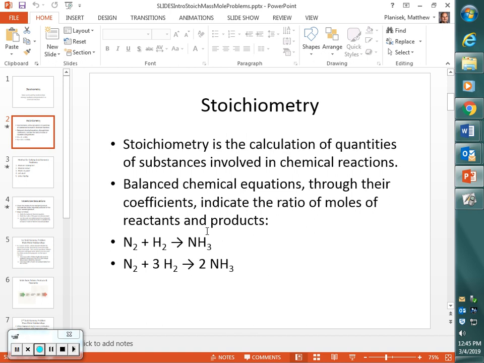It's kind of like a recipe, right? We talked about the idea that the reactants and the products are the ingredients of the recipe, but the coefficients tell us about the amounts of those ingredients. Right? So the coefficients of the equation are really, really important when we're talking about the amount of those different reactants and products. Okay? Good? All right.